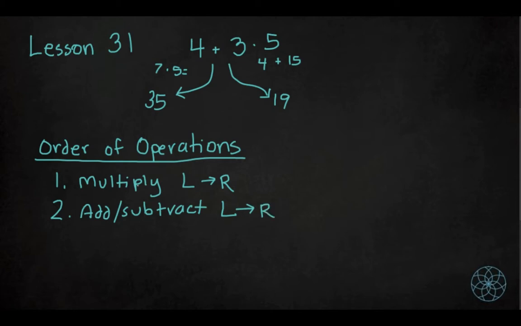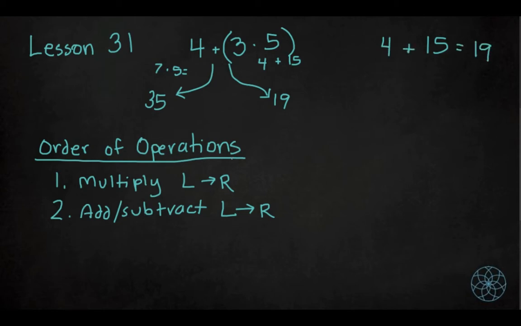So let's go ahead and apply this order of operations to our original problem. First of all, we're supposed to multiply. It means we're supposed to do this part first. So 3 times 5 is 15. And now we can add and subtract. So 4 plus 15 equals 19.